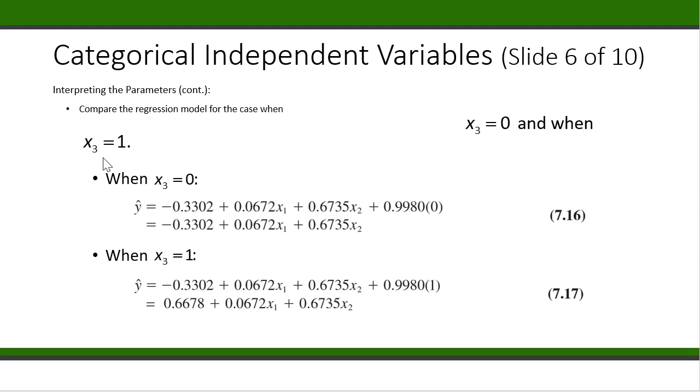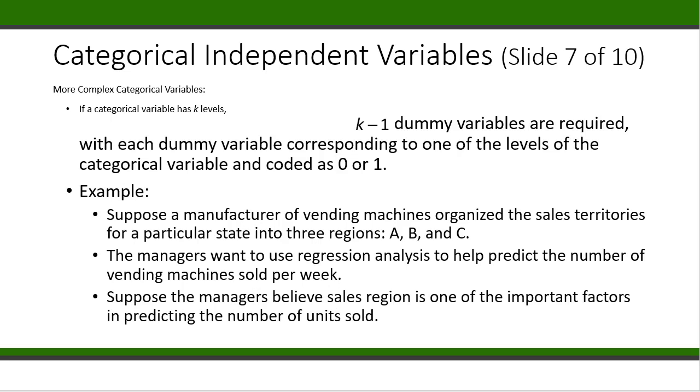So if we look at the interpretation, we can see what happens when x3 is 1 and when it is 0. So if it's 0, then it just becomes this model. This drops out. When it's 1, it has this much more added to the model. And all we're doing here is that this is B0. We added this to B0 and we get a 0.6678 for that.